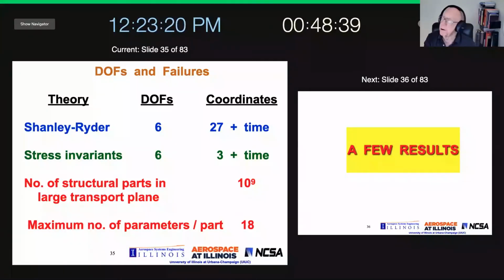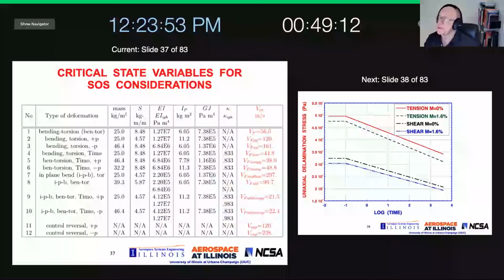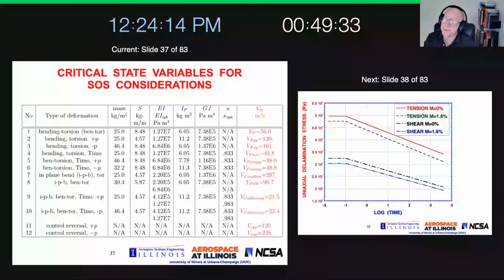Now, a rough estimate on a large airplane is number of parts staggering, and the number of parameters that you can have are 18, modulus, moment of inertia, and so on. So you take 18 to times 10 to the ninth, that's a lot of computations. That's why you got a lot of engineers in industry. Now, let me show you a few results, but don't pay too much attention to these, but these are combinations that are possible. Bending torsion, and it's a problem where you have a rotational velocity of the vehicle, in other words, a roll, and that's what the P is, the velocity.